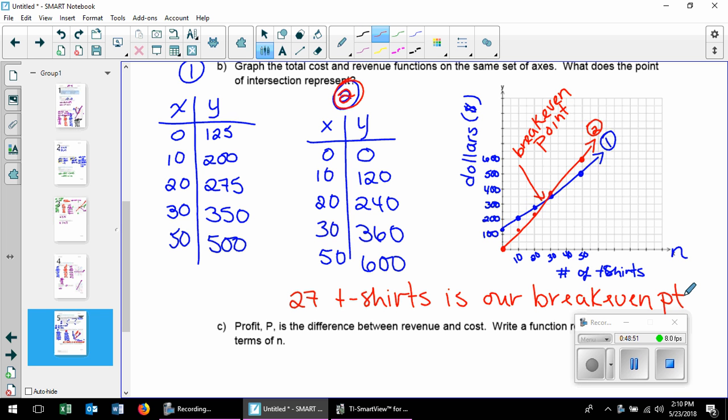At the break-even point, cost equals revenue. What's my profit at this point? 0. At your break-even point, your cost is equal to your revenue. That means you've covered all your bills. You're not going to lose money, but you're not making money either. So after 27, what happens? Your revenue becomes the higher graph. You're making a profit at that point.